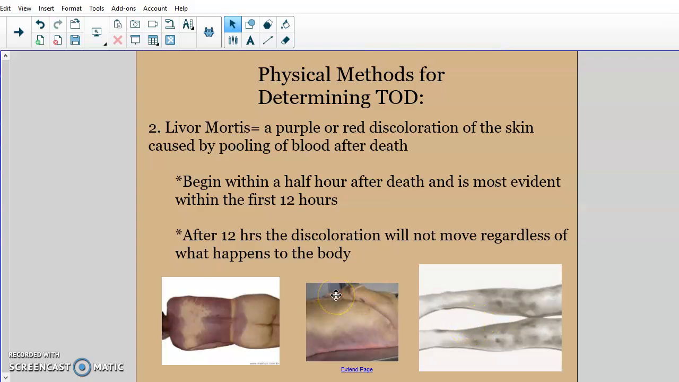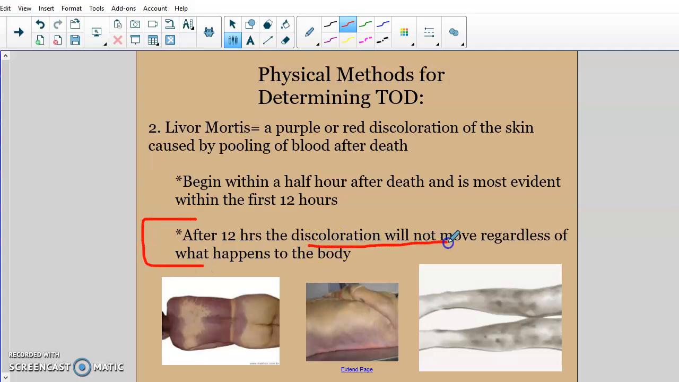The interesting thing to note for this one is after the 12-hour mark, the discoloration will not move. So basically, if a body's been put in the same position, and then all of a sudden somebody moves it later on, and it doesn't make sense where the blood is pooled, after 12 hours, the discoloration just physically stays where it's at. The blood is basically clotted and agglutinated in one place, and it's not going to shift anymore.